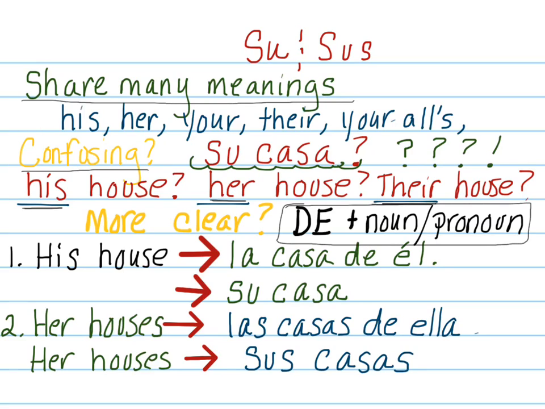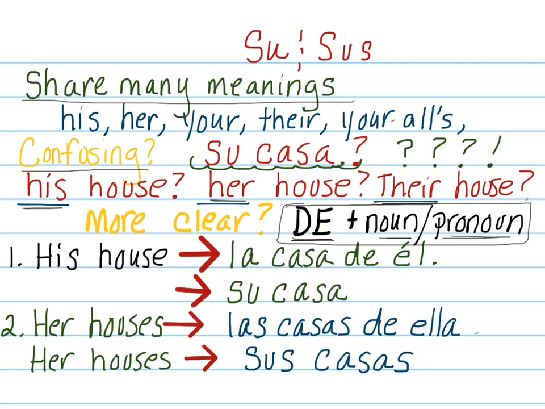To make it more clear, we're going to use a de phrase. And a de phrase is just going to consist of the word de, meaning of, plus a noun or a pronoun. So it's either going to be of him, of her, or of Sally, or of Mark. We're going to show possession using de instead of su.